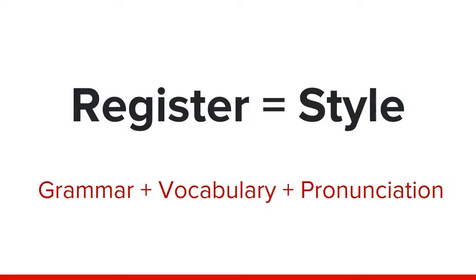So essentially, when we want to create register that's appropriate for a context, we need to be thinking about the grammar that we're using, the vocabulary choices we make, and also our pronunciation. And we can change all of those things to fit a different register or a different style that's most appropriate for a different audience in a different setting.